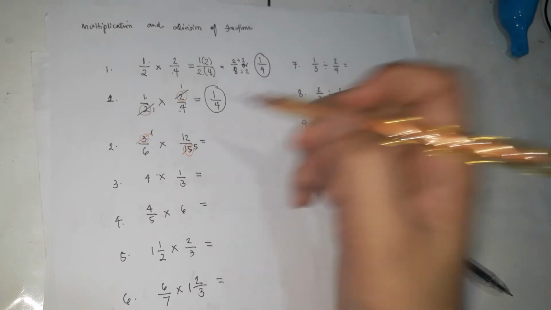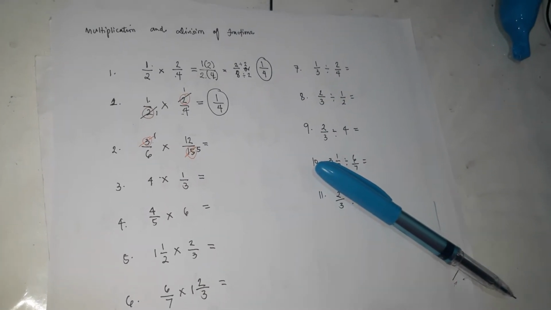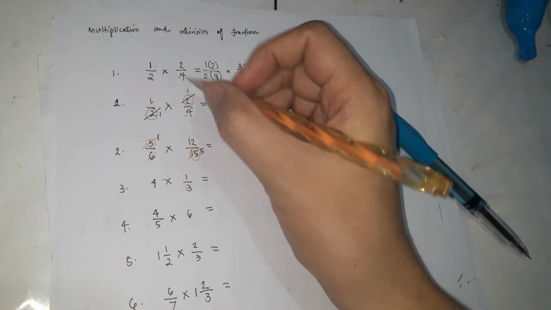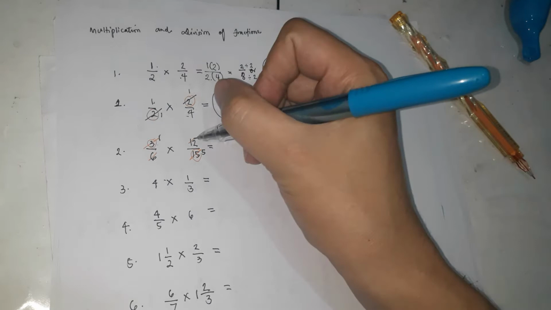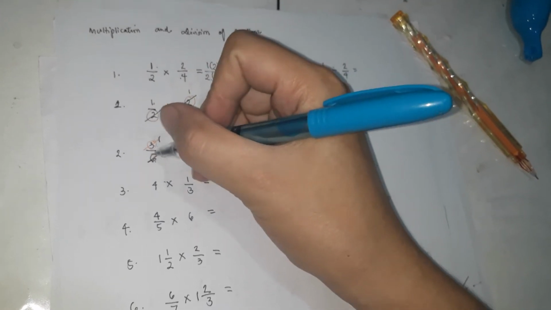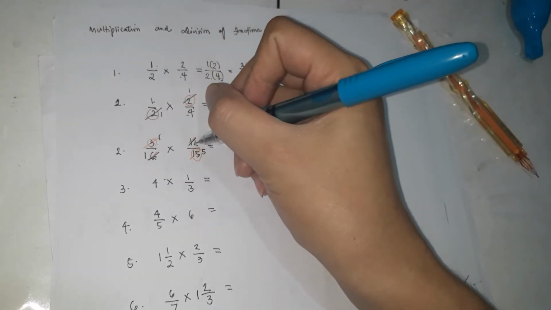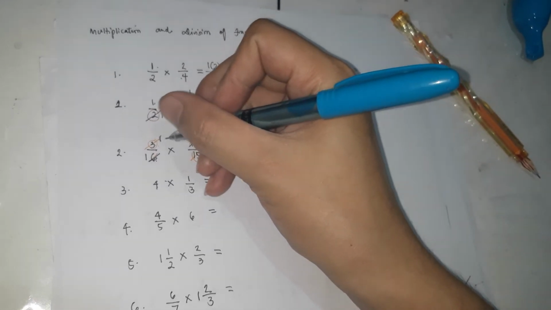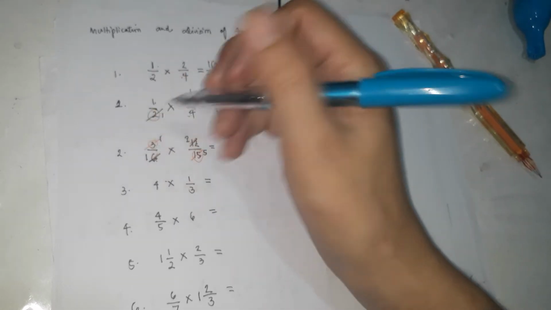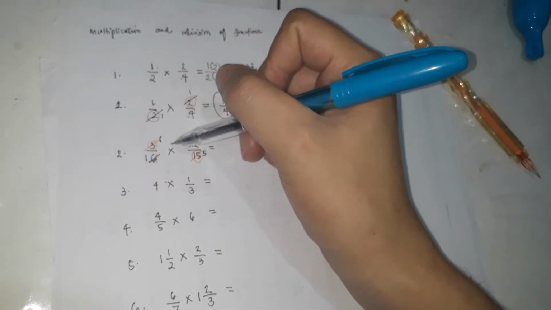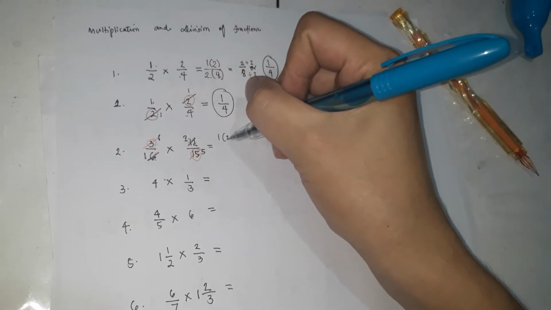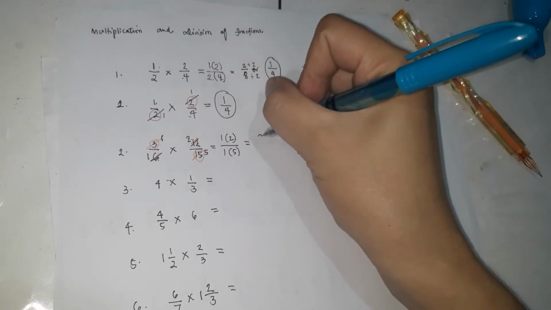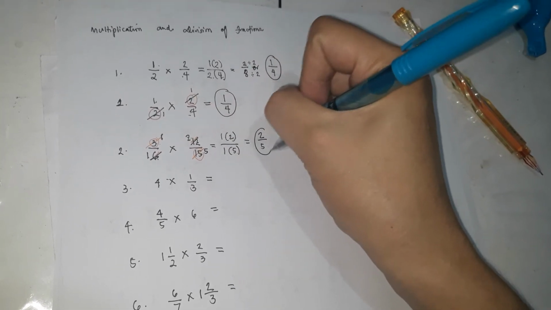Next, ang 6 at saka 12, meron ring factor. Anong number makadivide sa 6 at saka sa 12? That's 6. So pwede mo rin yan silang i-cross out. Tapos 6 divided by 6 is 1. Si 12 divided by 6 is 2. So ang 12 naging 2, ang 6 naging 1. Ang natira dito sa taas is 1 times 2. Sa baba is 1 times 5. 1 times 2 is 2, 1 times 5 is 5.